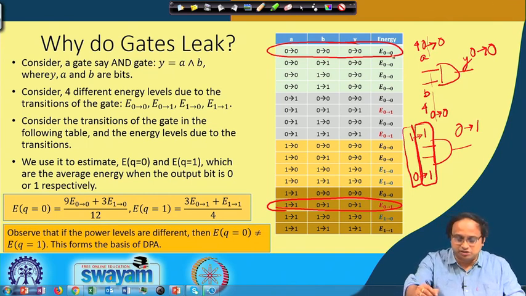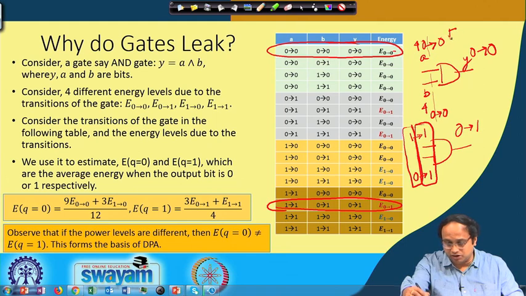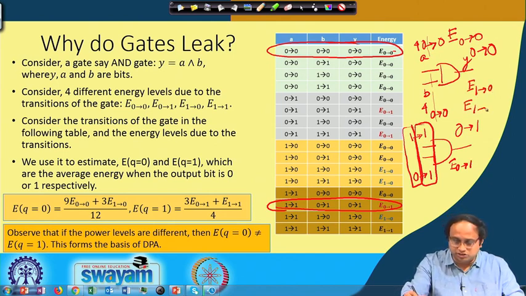Suppose this gate is making a transition from 0 to 0. We tabulate the energy consumption as E0→0, and likewise here we write E0→1. Similarly, in some cases we will have E1→0 and we will also have E1→1. So these are the 4 energy levels that we are considering.